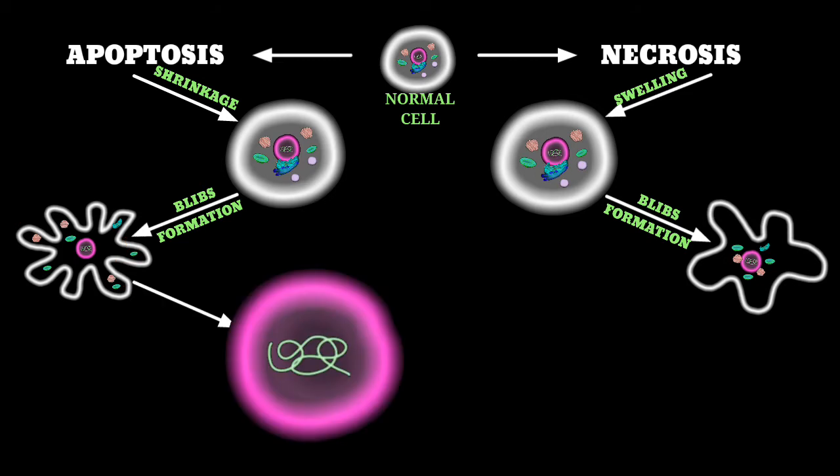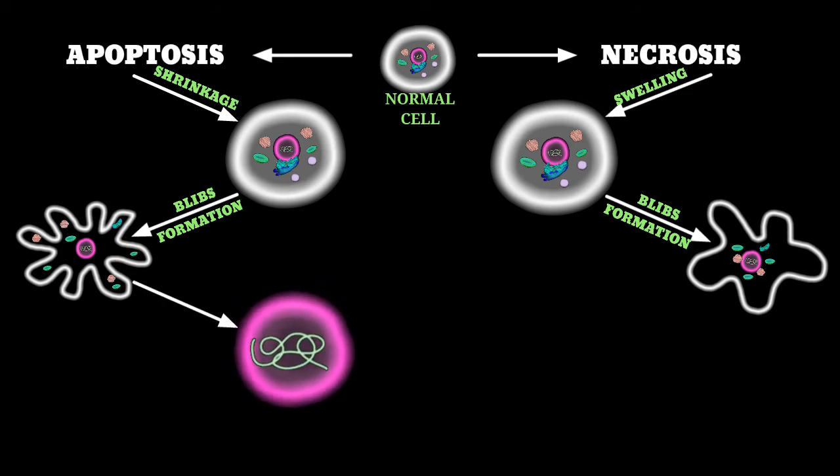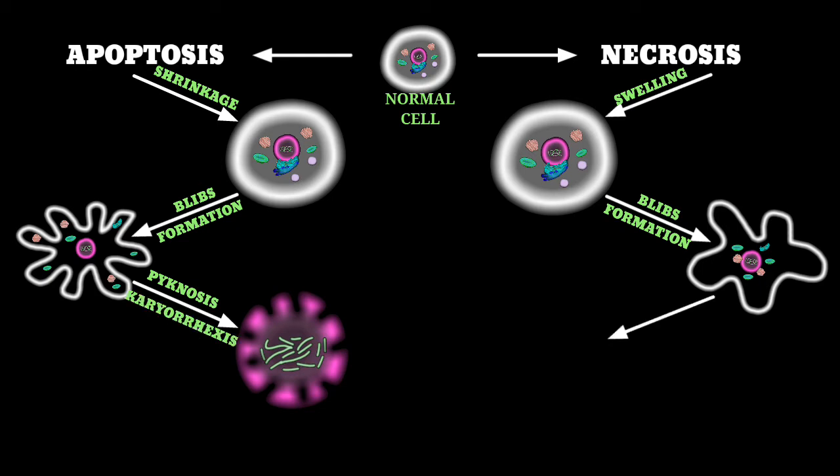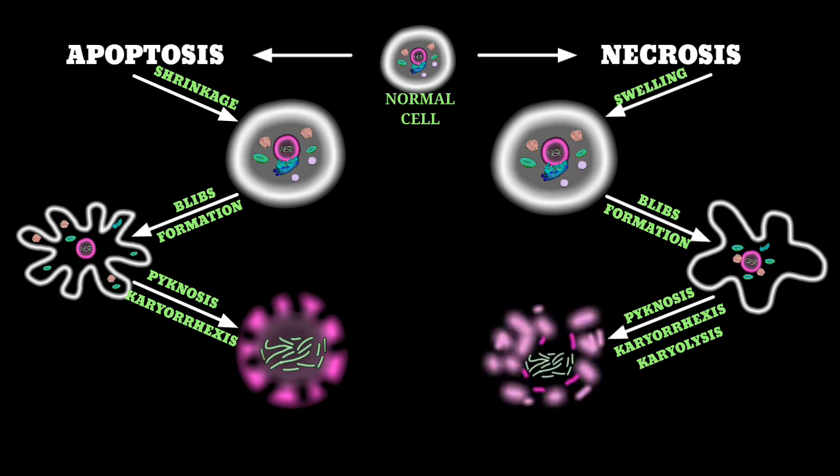Then in apoptosis, we see nuclear shrinkage, a process called pyknosis. And this is followed by nuclear fragmentation, where chromatin material gets fragmented. It's called karyorrhexis. Both these processes are also observed in necrosis, but here one more process follows. It's termed karyolysis. Basically, together these processes constitute nuclear dissolution.